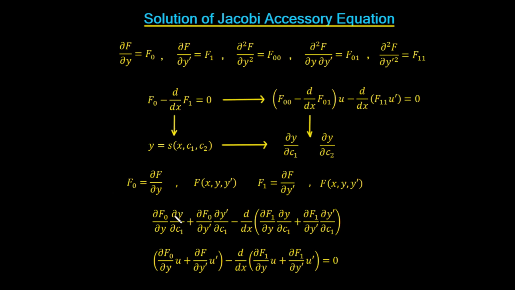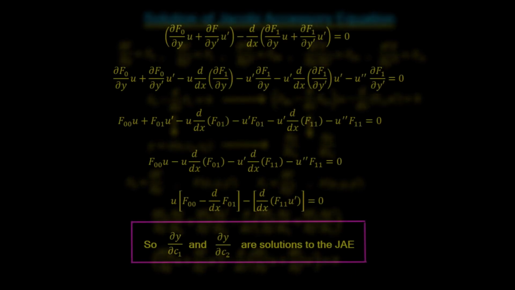So now let's call our partial y by partial c1 the value of u. So this partial y derivative by partial c1 will be our u dash. And similarly here we're going to have our u for this term here and our u dash for this term. So this has got this line here. So let's continue on the next page.